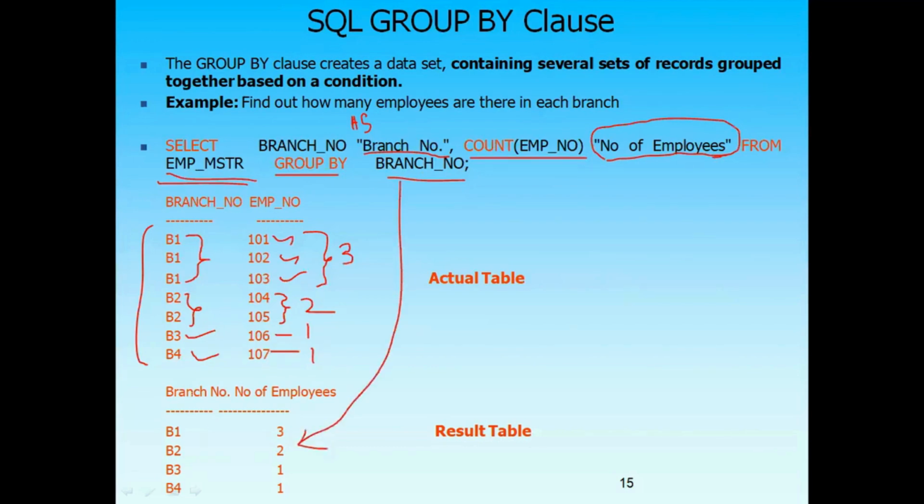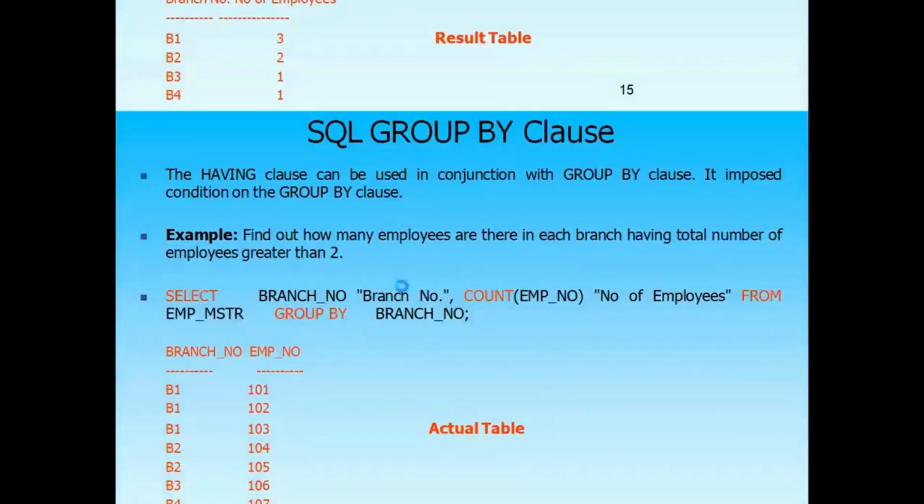If you observe, my first column is branch number, which we have given here with the alias. Then number of employees is my second column name. These are the branch names, B1, B2, B3, B4, and these are the counts that we have calculated using the count function. This is the result of the group by query, branch wise total number of employees. This is also one best example that covers the aliasing part.